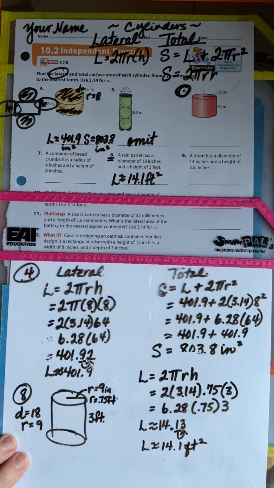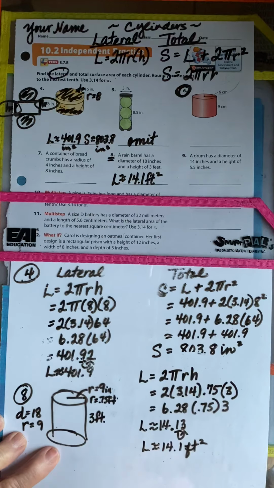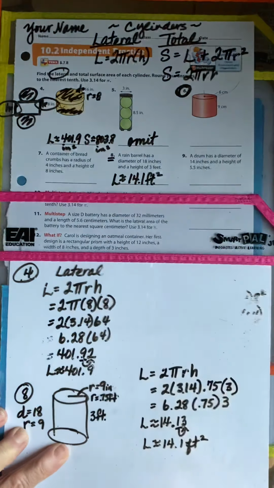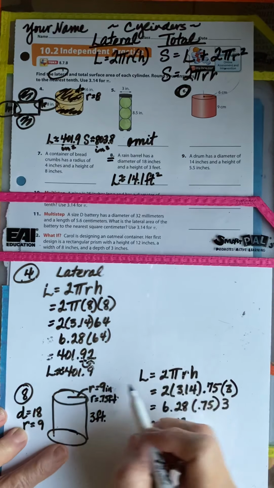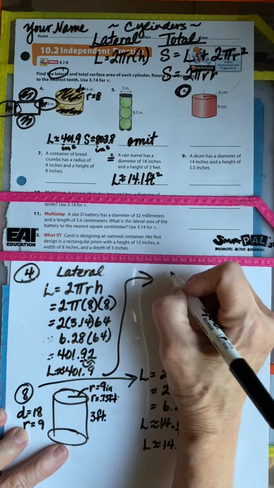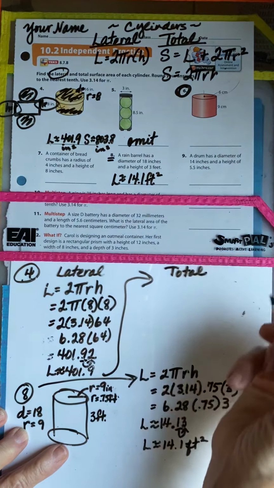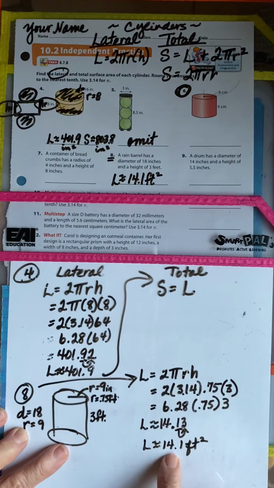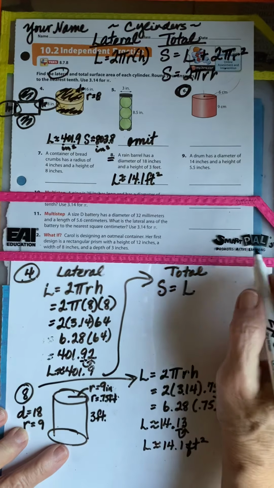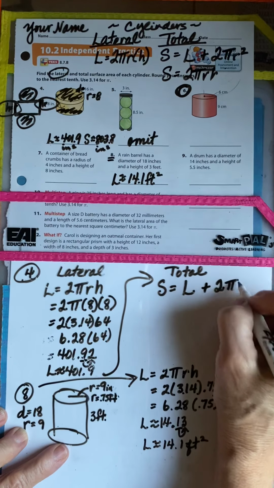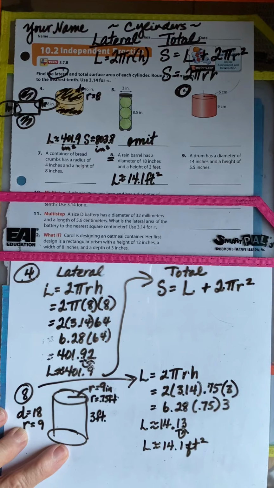Okay? Now, for the total, shall we? We shall. I'm going to go ahead and erase that, my friends. So here was our lateral for number 8. Here is our total for number 8. Total would be S equals our L that we got, 14.1, plus 2 times pi r squared. Agree?